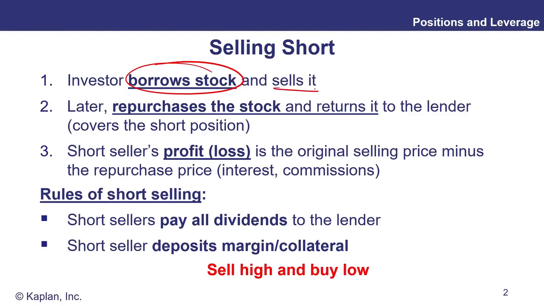We sell that stock in the market, hopefully at its nice high price, and later we will buy it back. And if we thought that the asset price was going to fall and that actually happens, then we've made a profit because we've sold for more than we bought. We then have to return that asset to the lender, and that's known as covering the short position. So your profit is the original selling price minus the repurchase price. That's your gross profit, if you like.